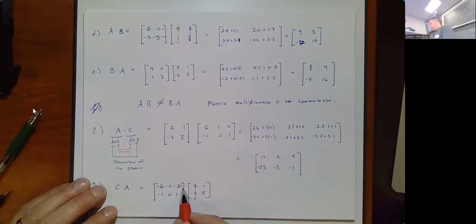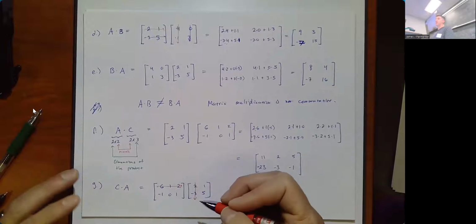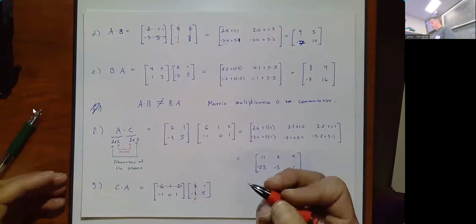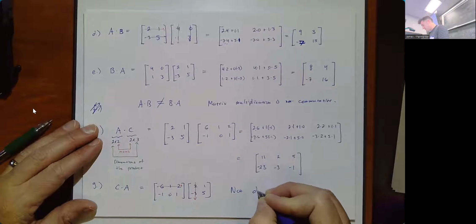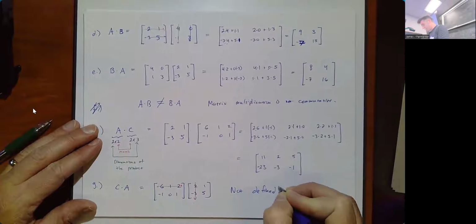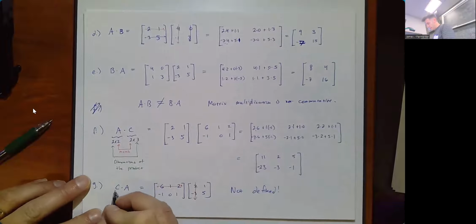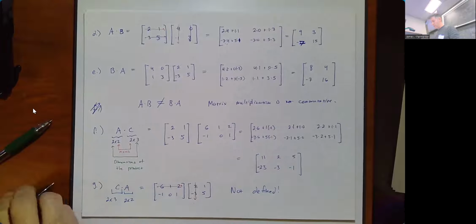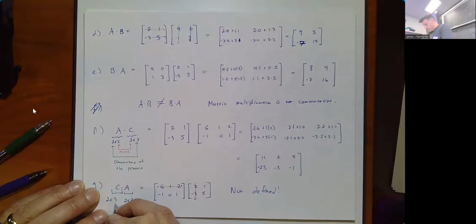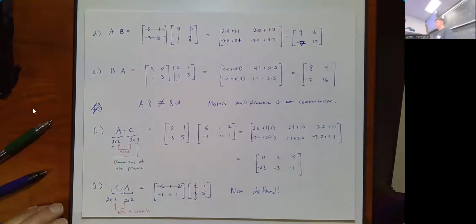So the number of things here have to match the number of things here for these to be able to multiply together. And they don't. Not defined. And again, it's because C is a 2x3 matrix, A is a 2x2 matrix, and the inner dimensions are not matching up. And if those inner dimensions don't match, the multiplication doesn't work.